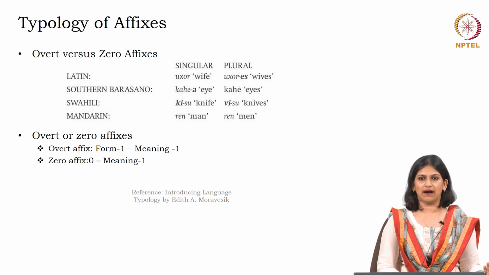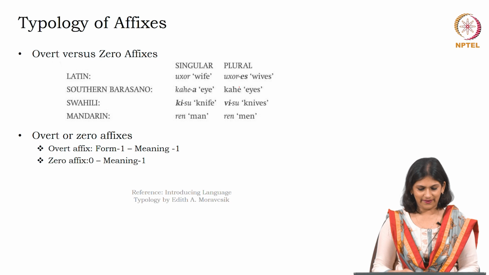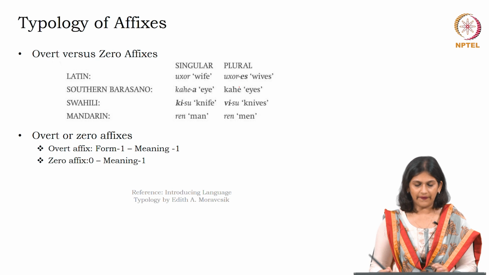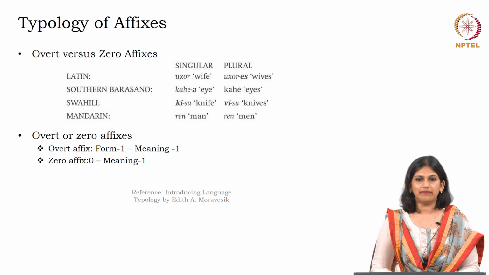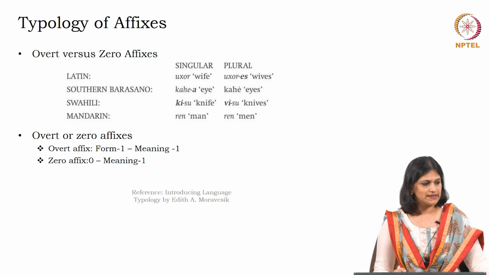What happens in Swahili? In Swahili, it's a different story altogether. Look at the word given for knife, it is kisu, and when it is knives, it becomes visu. So the phonological form changes. Ki seems to be the singular marker and vi seems to be the plural marker. That's the Swahili type of affixation. Finally, we have Mandarin, where the word for man is ren, right? And the word for men is also ren.